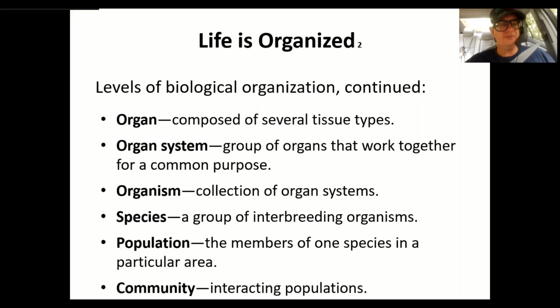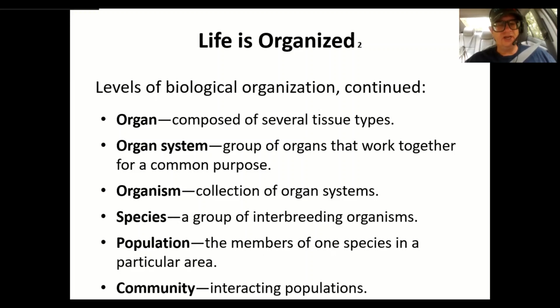An organism, it says a collection of organ systems. What I mean is you're not just a digestive system. You also have a circulatory system that carries the nutrients that you got around through the body. You've got a muscular system that moves you around. You have a respiratory system that provides you with oxygen. All the different systems together are what make you an organism. A species, a group of interbreeding organisms. That's a good definition.